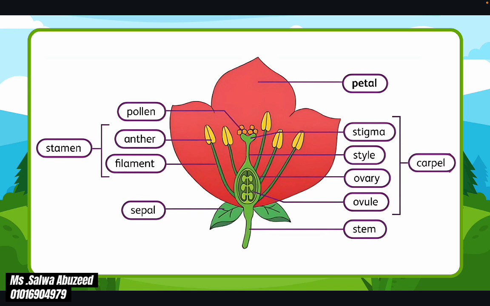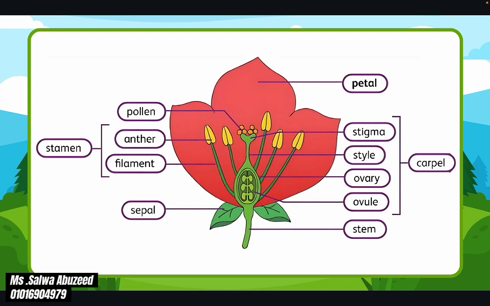So what do we call the male in our flower? We call it a stamen. If you are confused and sometimes you forget which is which, just remember that the word stamen has the word men in it, and men refers to male. So stamen refers to male.